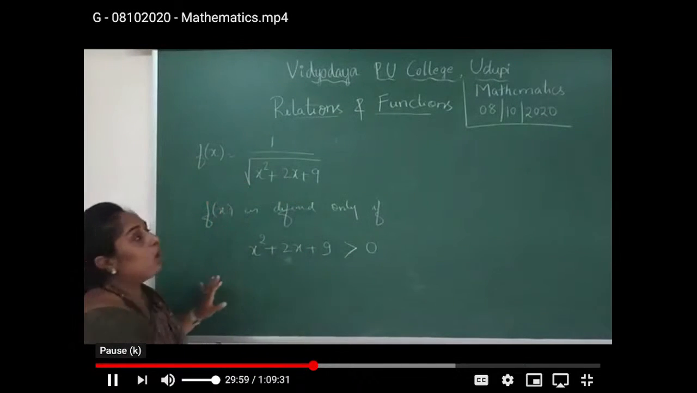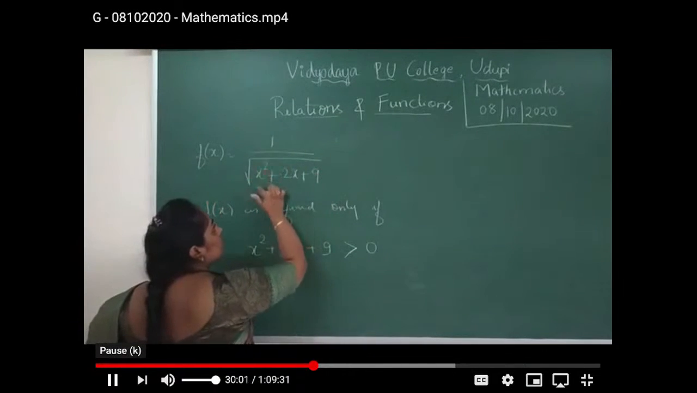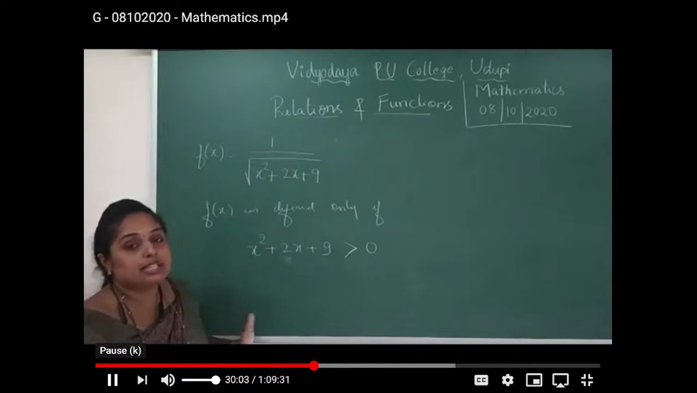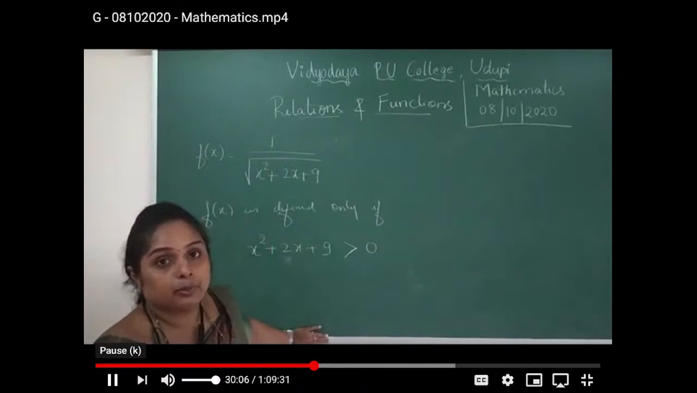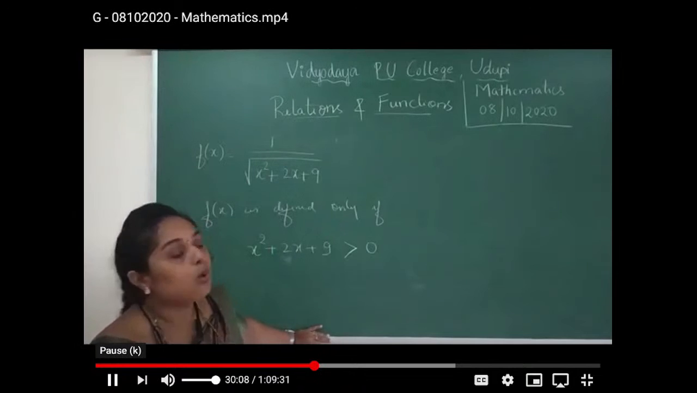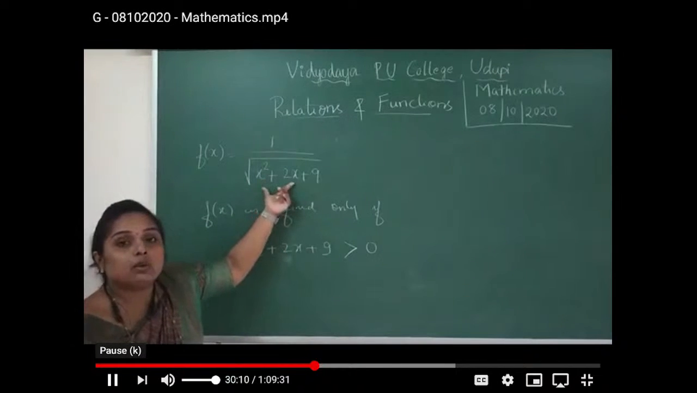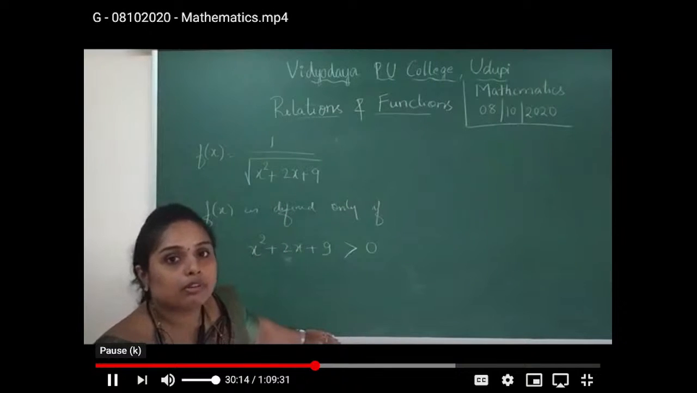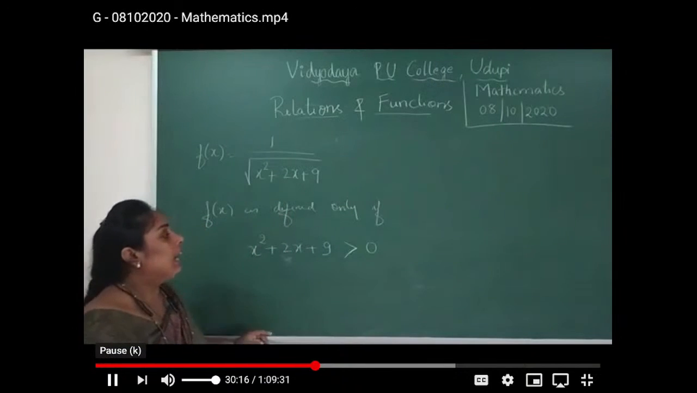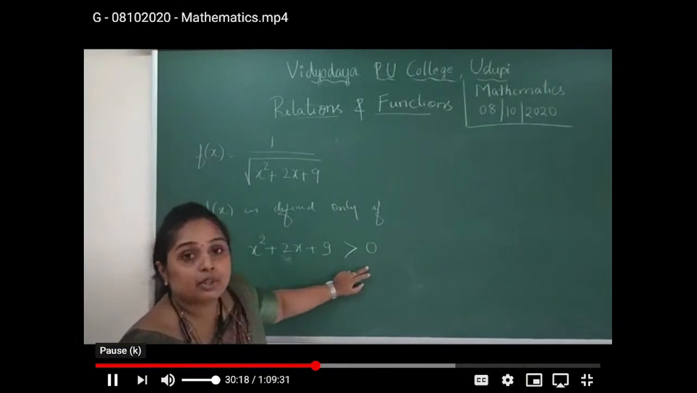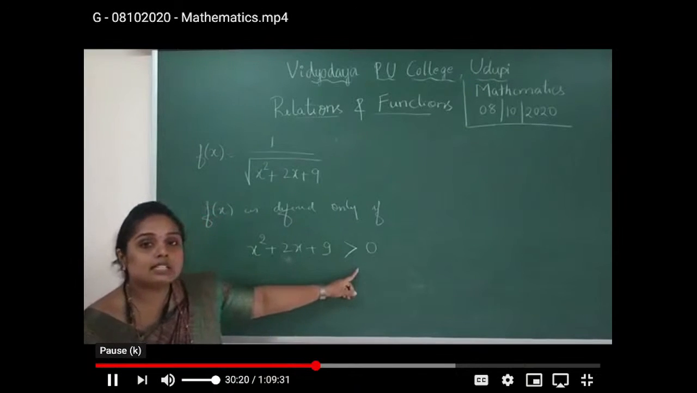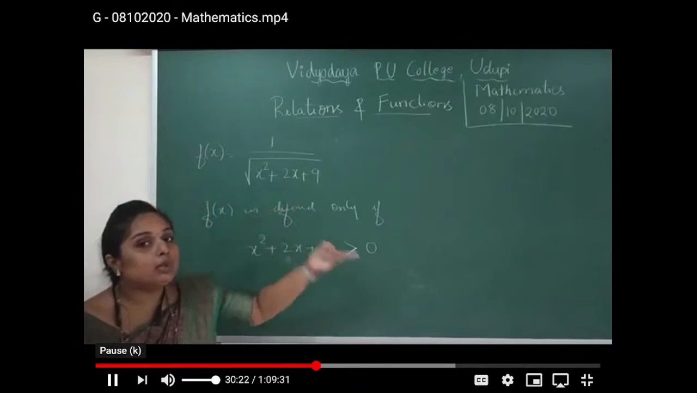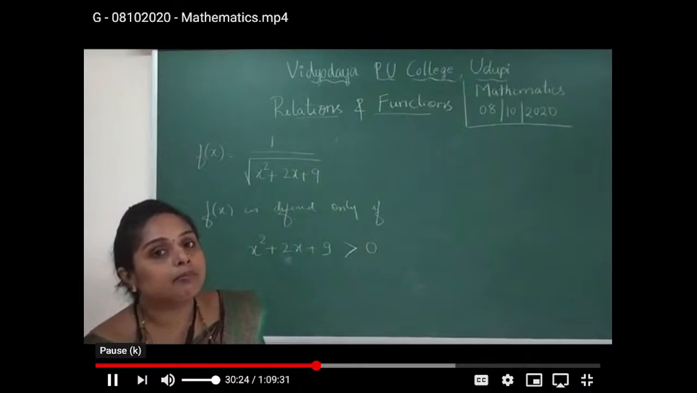F of x is defined only when this term, that is x square plus 2x plus 9, is positive, not even 0. What happens if this is 0? Root of 0 is 0. 1 divided by 0, not defined. Okay. And what if it is negative? What if this is less than 0? Root of a negative value, once again, is not a real number.